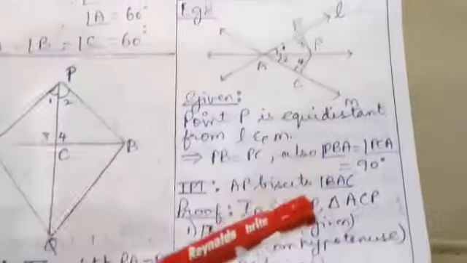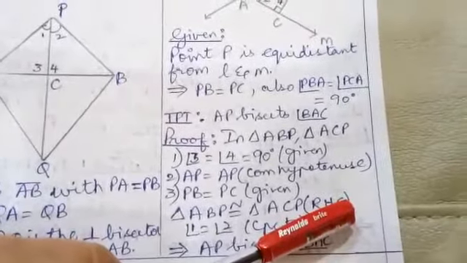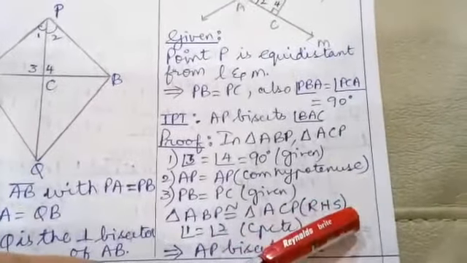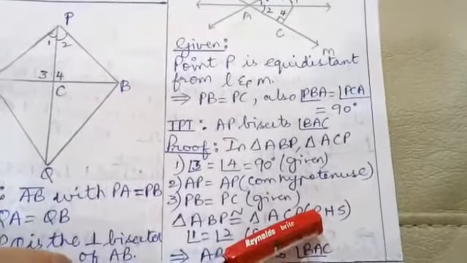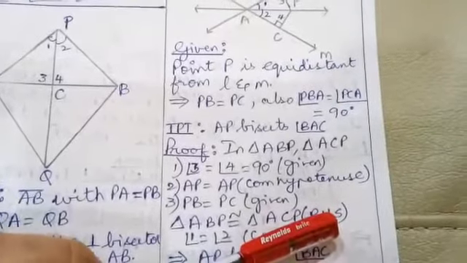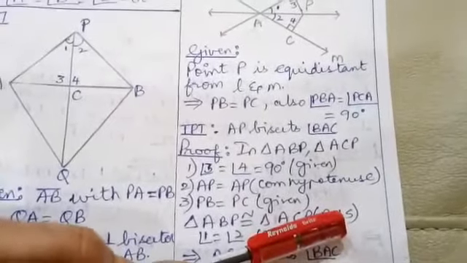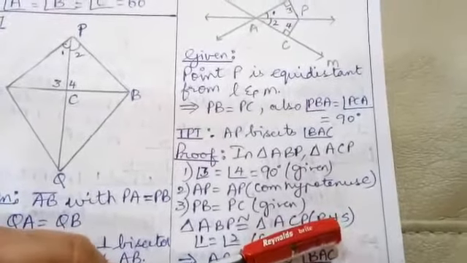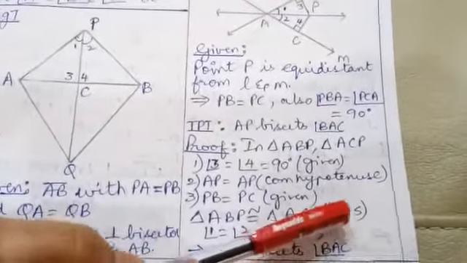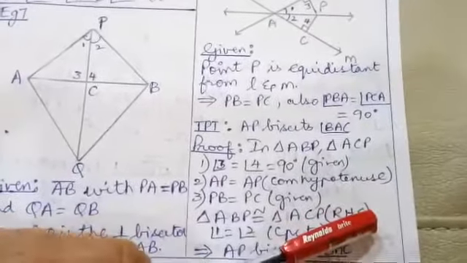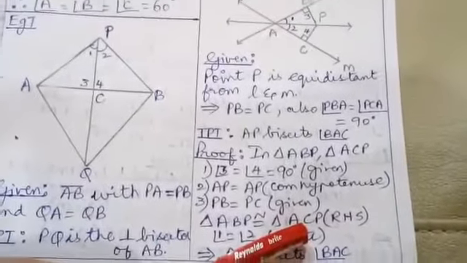So clearly by RHS: right angle, hypotenuse and any side. In both the triangles, we have mentioned the right angle, angle 3 and angle 4. The hypotenuse need not be the common hypotenuse, but in this case, it is the common hypotenuse. So in both the triangles, we have mentioned the hypotenuse and some side, any side. So right angle, hypotenuse and any side: by the RHS congruence rule, the two triangles APB and ACP are congruent to each other.